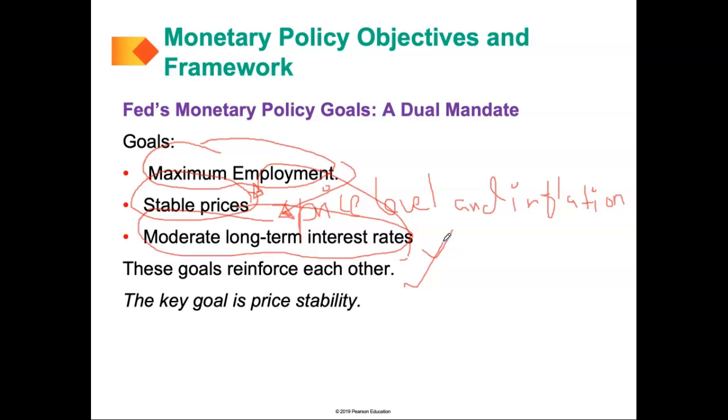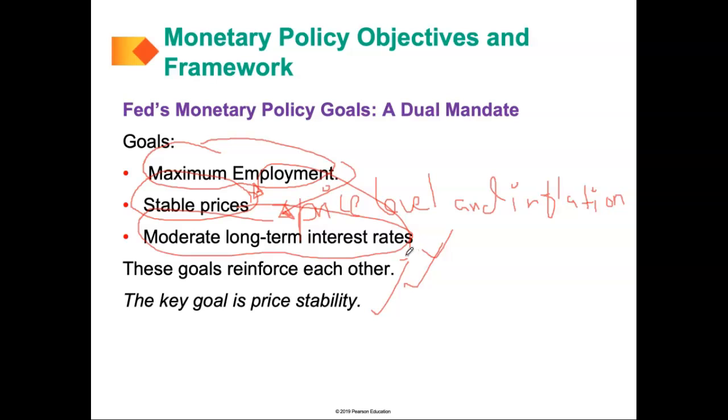Now, the very key goal of the Fed, and this again depends on who the Fed chairman actually is, to be honest, but a very, very important goal of the Fed is to maintain price stability, just to make sure that prices don't get erratic and we don't have a case of hyperinflation like we do have in Venezuela and we did have in Zimbabwe. So that is the key goal of the Federal Reserve.